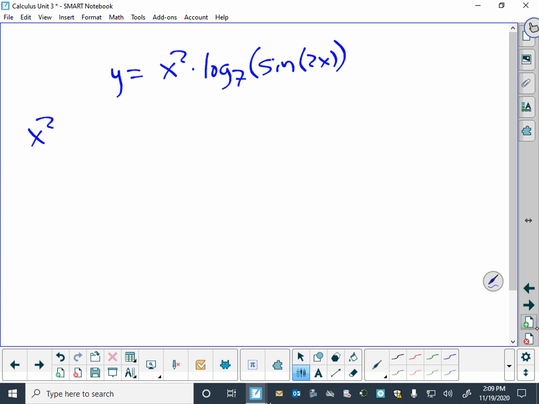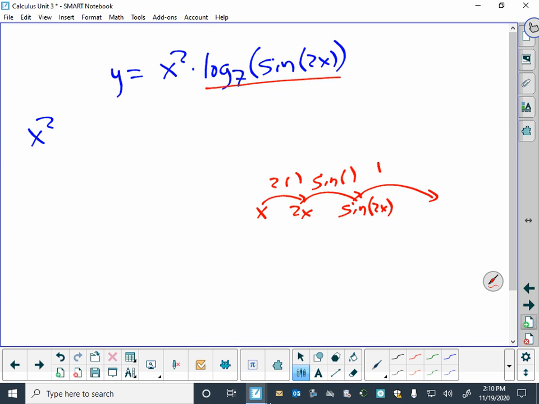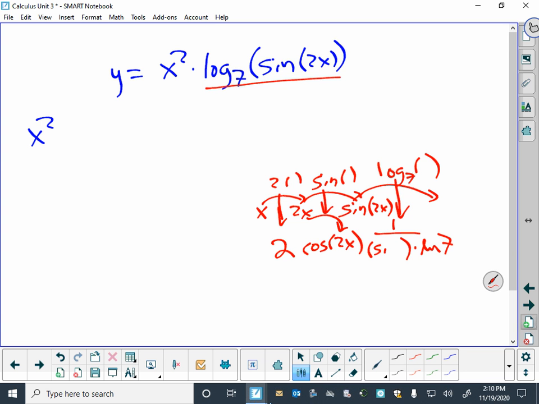The second is more complicated, so we're going to come over to calculate the derivative of this with a chain rule. Start with the x, multiply by 2 gives us a 2x. That goes inside of a sine, and now we have a sine of 2x. And then we take the log base 7 of that. So derivative of 2x is just 2. Derivative of sine of something is the cosine of the something, which in this case is the 2x. The derivative of the log base 7 is 1 over the something times the natural log of 7, and the something in this case is a sine 2x.